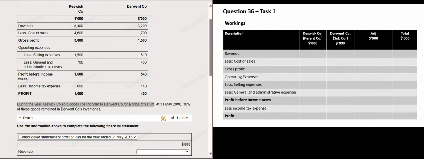So after bringing in the sales figures of both the companies, we will deduct the amount of intra-group sales from the amount of revenue, that is minus 1.5 million. This will give us the adjusted figure of total revenue of 10.1 million.